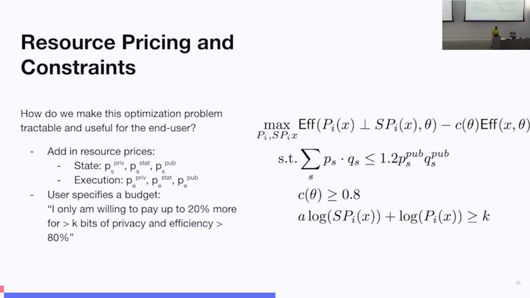So these constraints in this case might say, hey, look, I'm only willing to spend 20% more than the purely public gas cost. That's what the first constraint says. The second constraint says I'm only willing to lose up to 20% in efficiency. And then the third constraint is like a security budget. Like I want at least K bits of privacy. And exactly how you measure that depends on how you define P and SP, but just as an illustration.